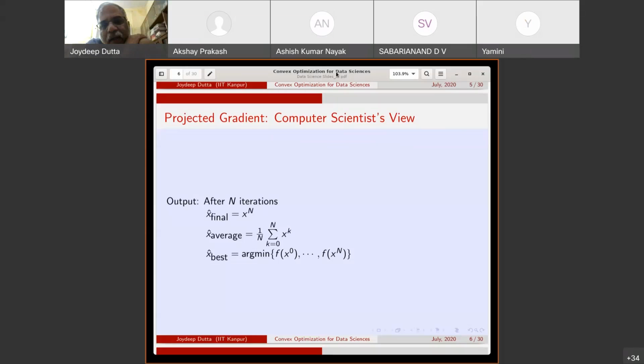Or if you do not know whether the gradient Lipschitz condition is guaranteed, you want to just figure out: compute f(x0) up to f(xn) and find x hat for which the function value among all these is minimum. Maybe f(x2) is the minimum, so x hat best is x2, and you take that as your output. So computer scientists under different situations take different outputs.